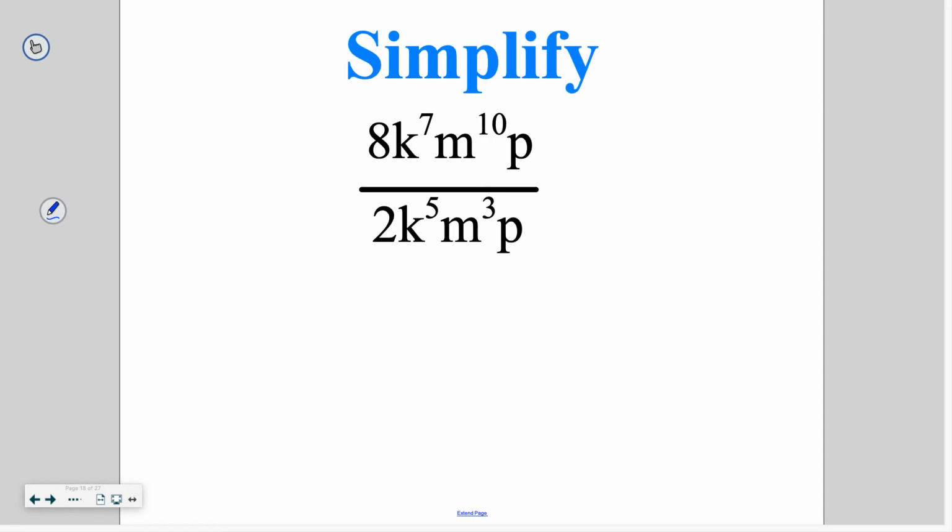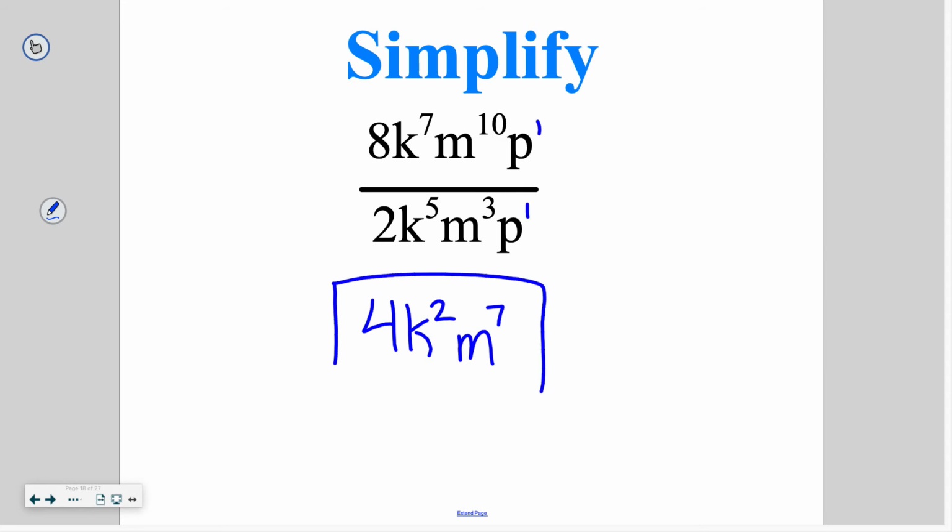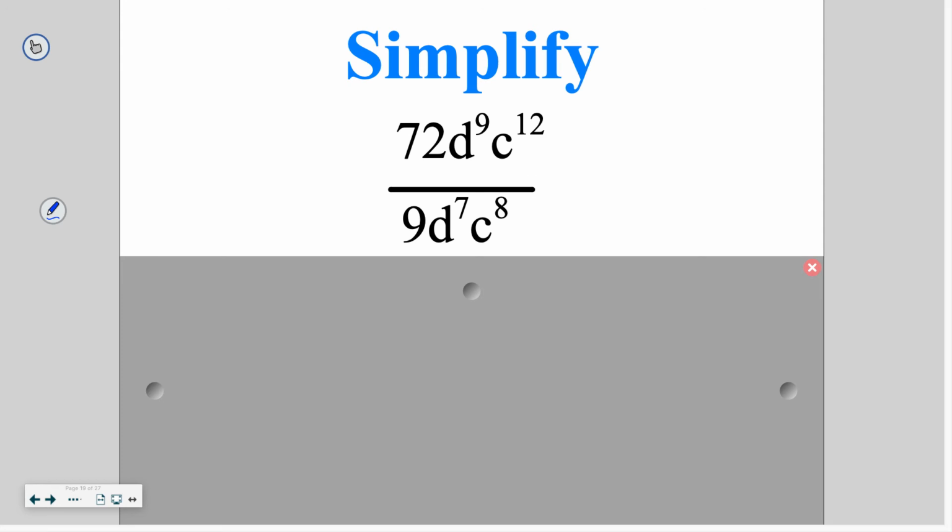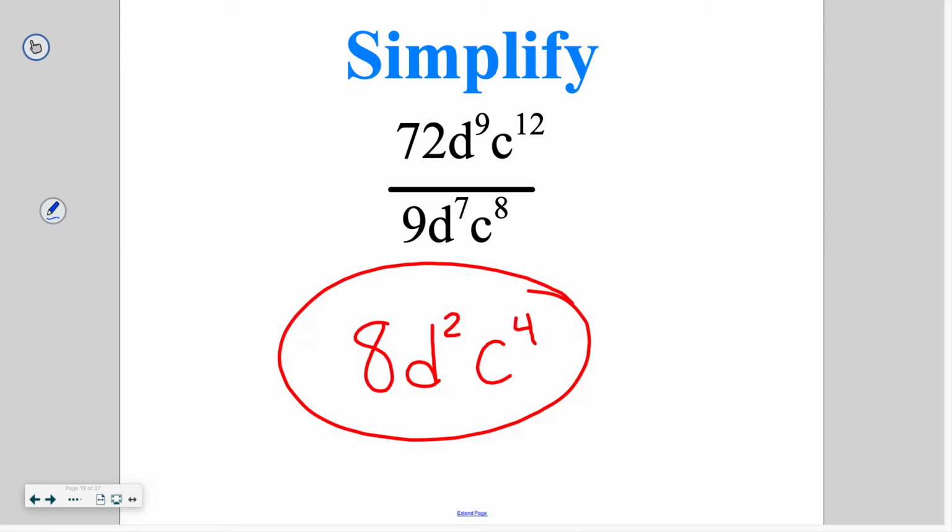So if we try this one, we look at our numbers, and we've got 8 over 2, which is 8 divided by 2, which gives me 4. Then we've got 7 k's divided by 5 k's is going to give me k to the 2nd. 10 m's divided by m to the 3rd is going to give us m to the 7th. 1 and 1 is going to give us nothing. So we've got 4 k to the 2nd, m to the 7th. Go ahead and try this one on your own. You end up with 8d to the 2nd, c to the 4th.